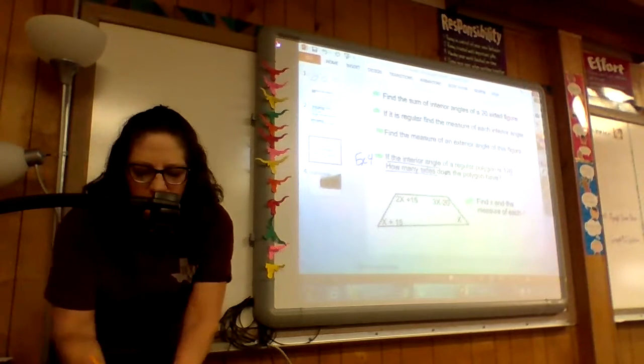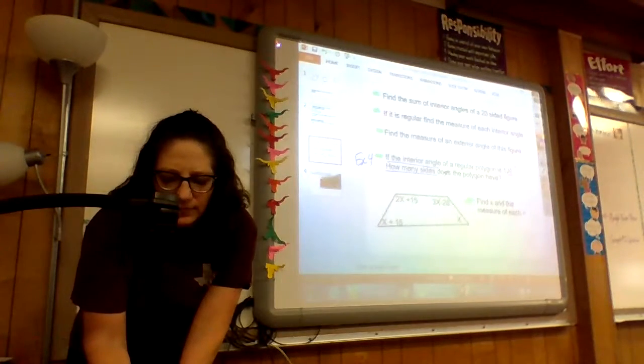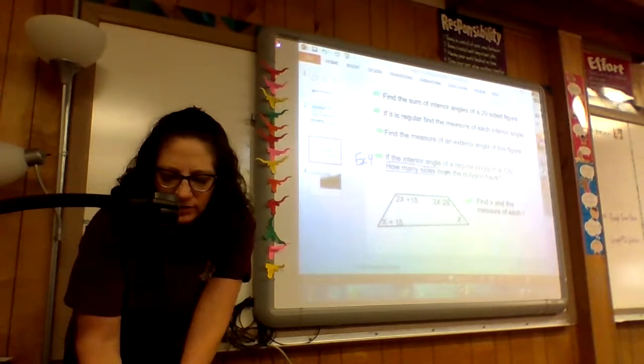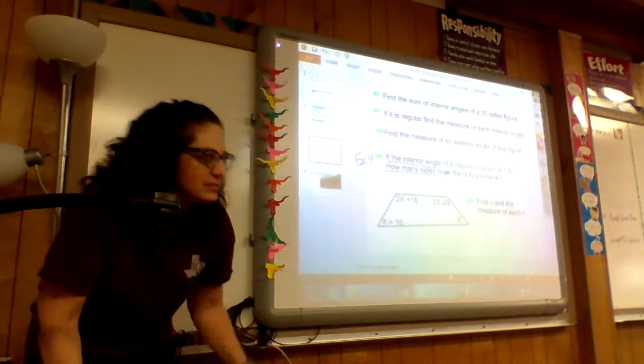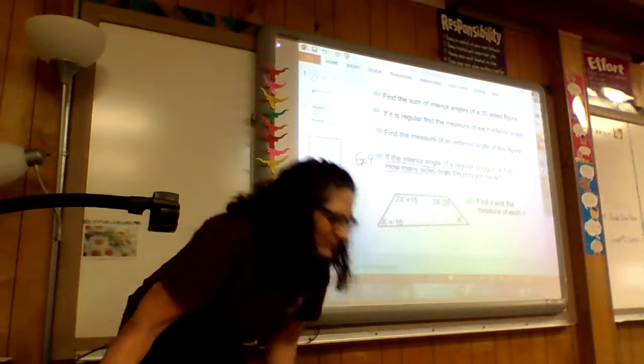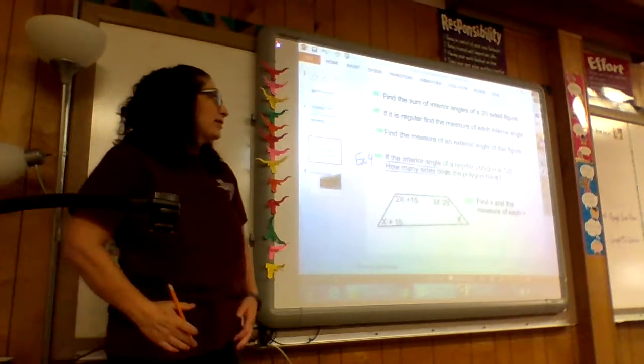If the interior angle of a regular polygon is 120 degrees, how many sides does it have? Interior angle of a regular polygon is 120 degrees. I want to figure out how many sides it has.